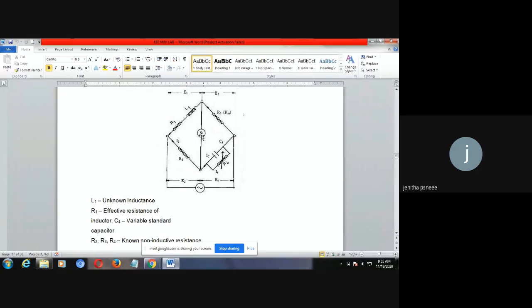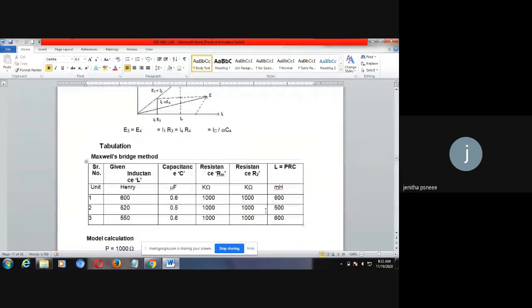If you are using the headphones, initially at an unbalanced condition the headphone will make some noise. At the time of balancing, you find that at 600 millihenry the bridge will be balanced. See here the tabulation. For keeping this 0.6 capacitance, 1000 kilo ohm and 1000 kilo ohm other resistor, you will be getting the result 600 millihenry according to the formula.